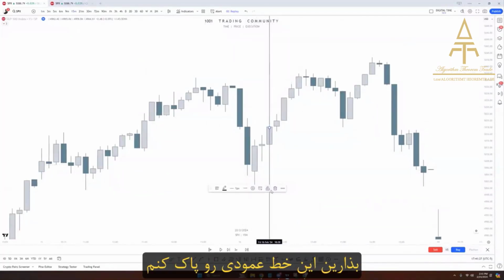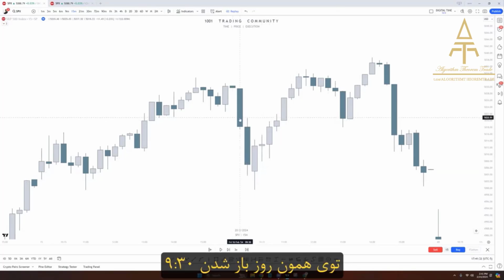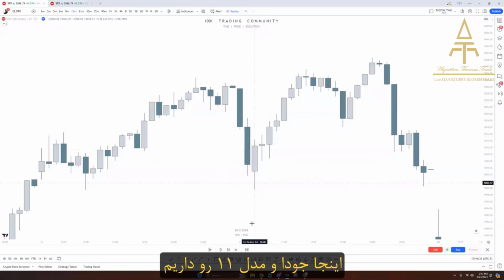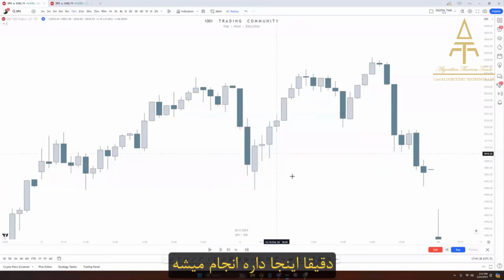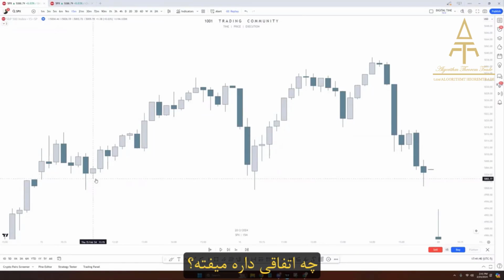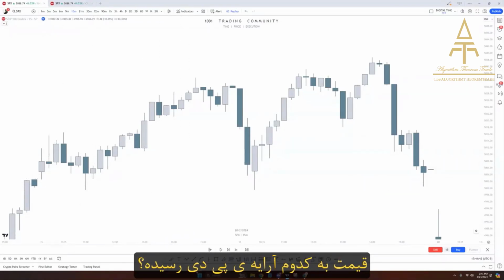Observe what is happening here. Let me erase this vertical line for you. It's the same day, 9:30 open. Here is your Judas and Model 11 right here taking place. What's happening? What PD array is it hitting?